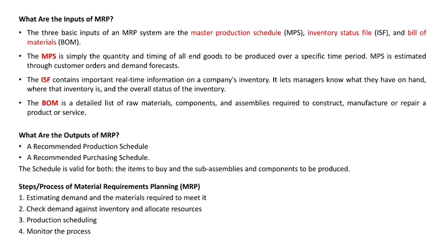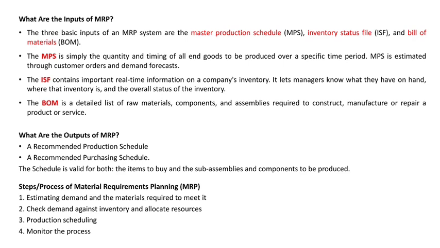Third, bill of materials. ISF, what we see, is real-time information required for the company's inventory. BOM is the bill of materials, including how many raw materials and how many components are needed. It contains all these details. The output we get also includes the production schedule, the recommended production schedule and recommended purchasing schedule.